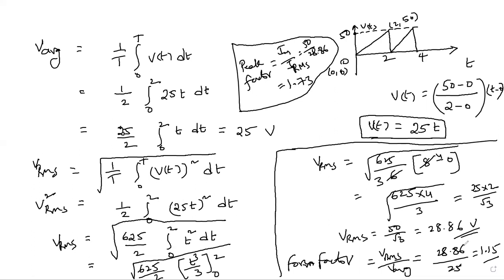So why did the form factor not come as 1.11? Why is the peak factor not 1.414? Because the given waveform is a sawtooth waveform. It's not sinusoidal.